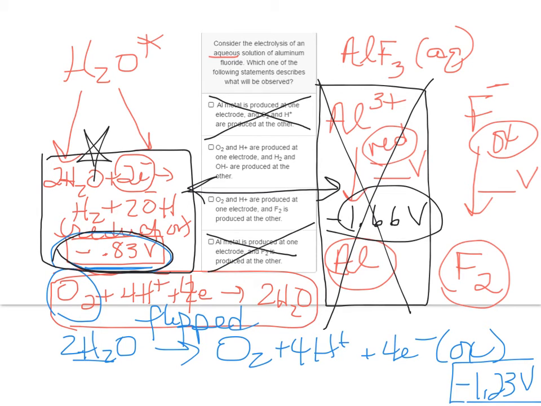So those two go out because we know that hydrogen gas and hydroxide will be produced at one of the electrodes. That information alone tells you that the correct answer is here. But I'm going to go through the other rationale just because you need to be able to do that.